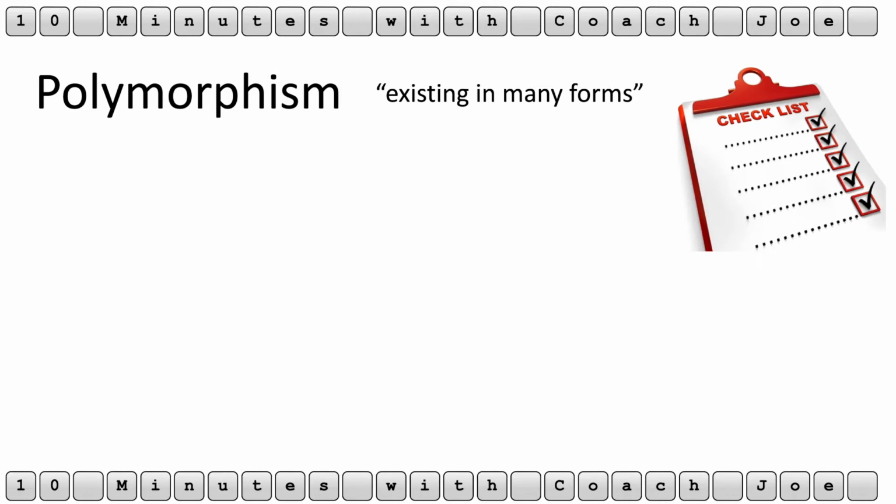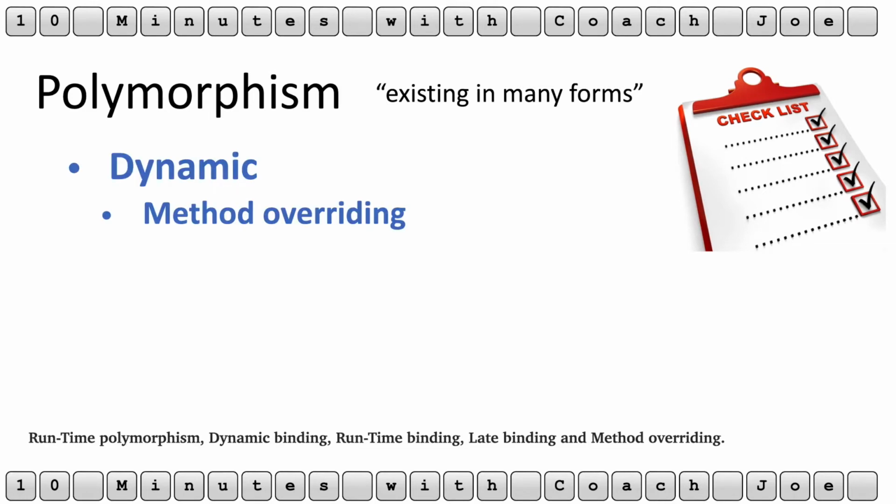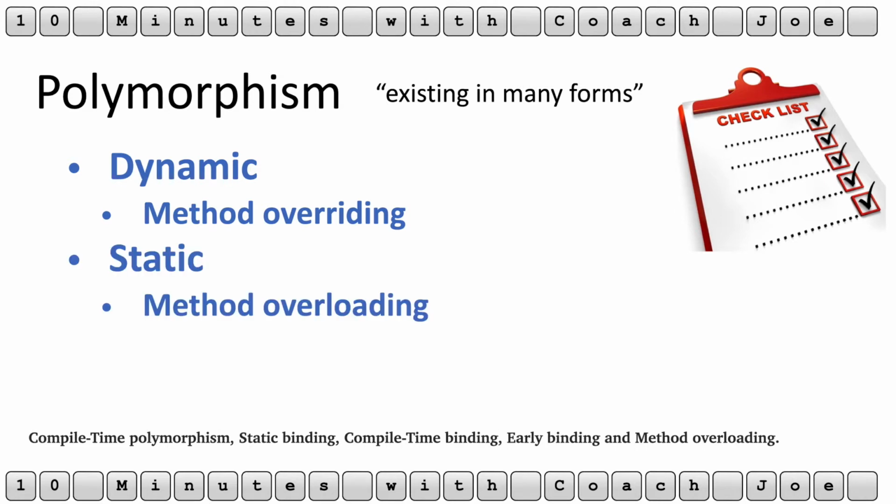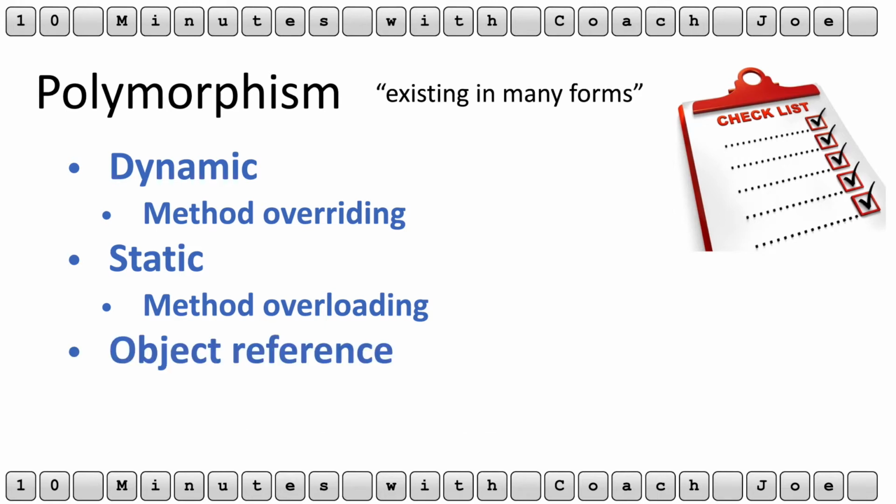Let's review the three types of polymorphism. Dynamic polymorphism, often referred to as method overriding or runtime polymorphism. Static polymorphism, often referred to as method overloading or compile time polymorphism. And finally, object reference polymorphism. This lesson will focus on dynamic polymorphism.